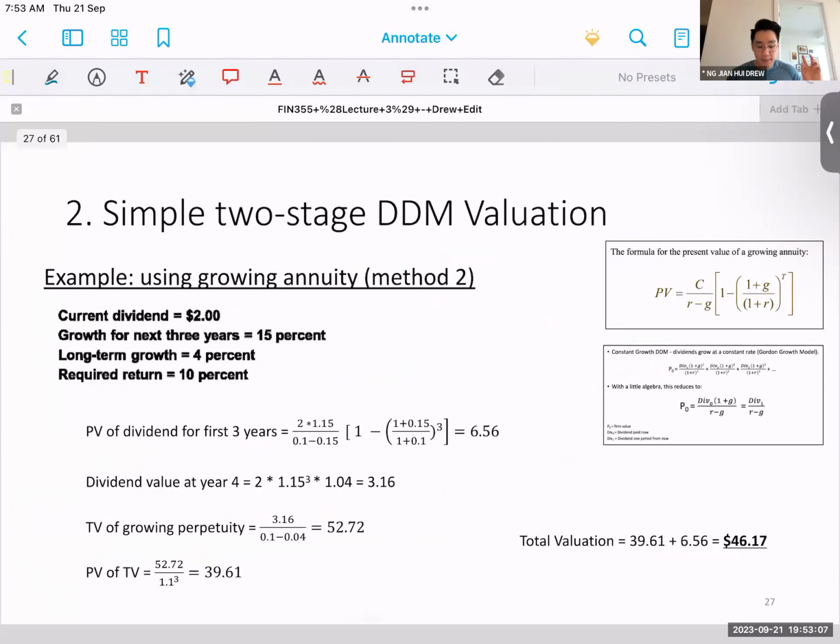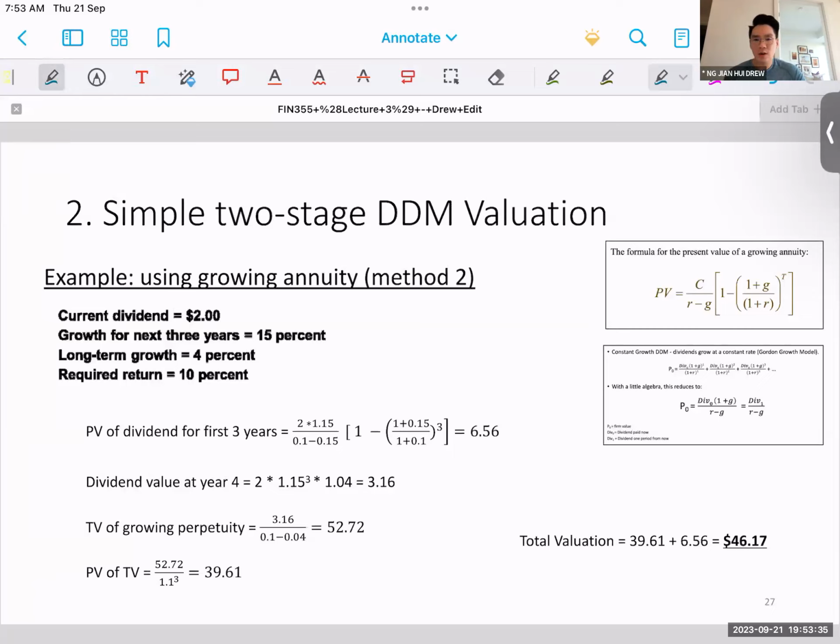So method 2, remember I said there are 2 methods. One is using the sum of PVs, or you use a growing annuity. I'd like to show you the growing annuity one. Why this is important is that sometimes the number of cash flows can be a lot. Perhaps it can be growing for 10 years, and then after 10 years it drops to normal growth, right?